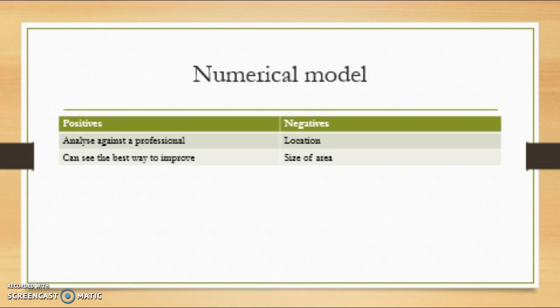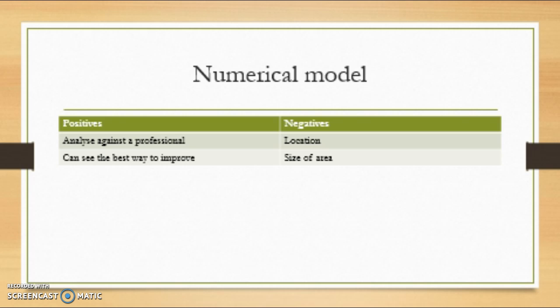The numerical model then. So what are the positives and negatives of this? The positives of the numerical model are you can analyze against a professional, so you can compare yourself to always improve. The next one is can see the best way to improve. So if you look at a professional and you look at your body position, say in basketball when you're going for a layup, you can compare yourself and see where you can change to be more accurate, or where you want to put the ball, so putting it into the top corners of the backboard.